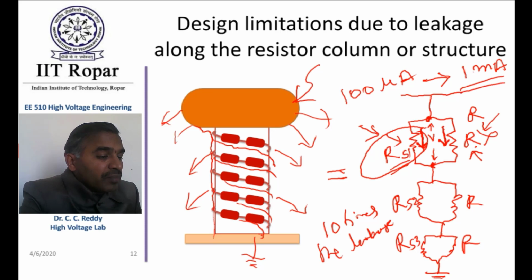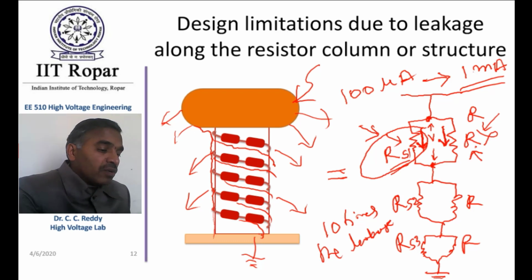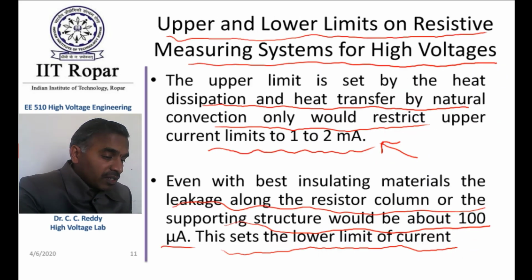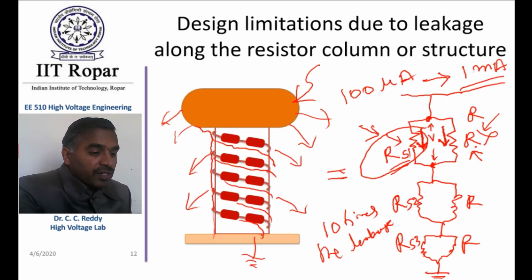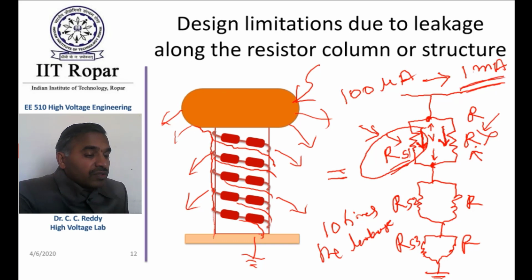Roughly around 1 milliampere. This sets the lower limit on the insulation. This sets the lower limit of the current on the insulation. It cannot be smaller than 1 milliampere. The divider current cannot be smaller than 1 milliampere. So this is the design limitation due to leakage current along the resistive column or structure.